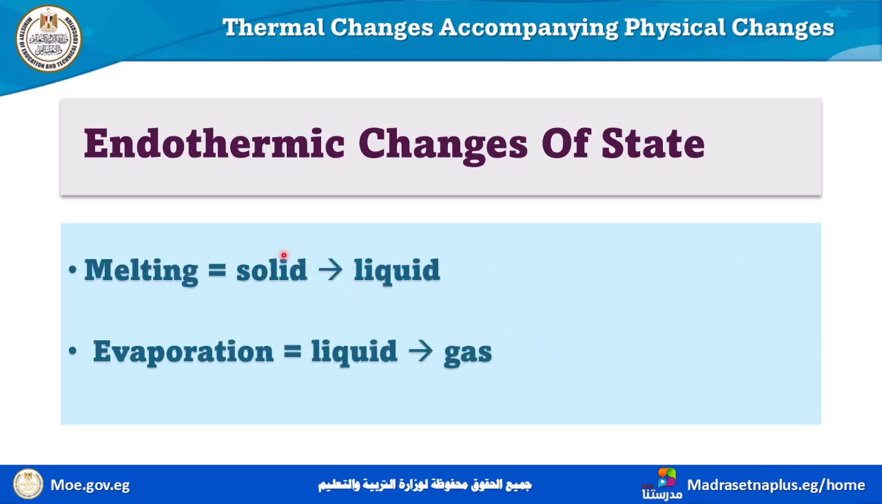Examples for the endothermic changes: the melting process from the solid state of the matter to the liquid state of the matter. Also, the evaporation from the liquid state of the matter to the gaseous state of the matter. Both of them, the matter needs to absorb energy to cause this process, which is melting or evaporation. So we need heat to allow this process to take place.